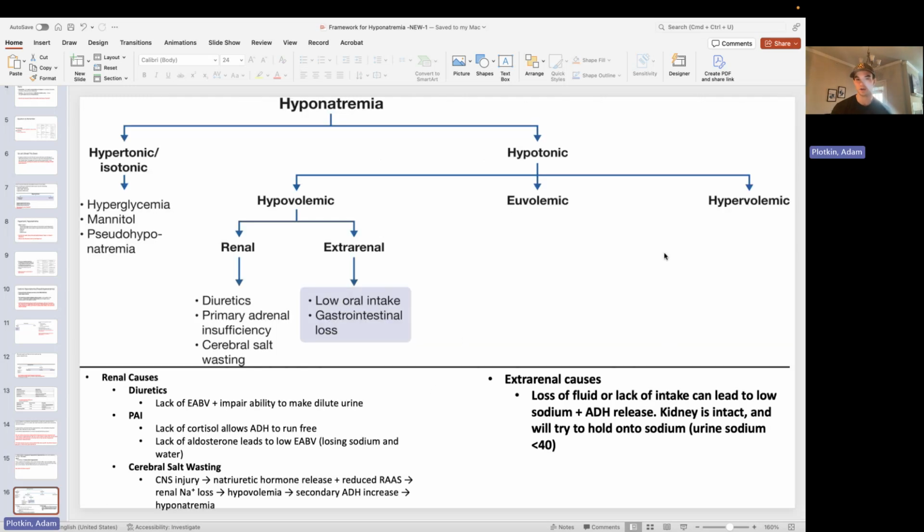So again, here's our framework. We have hyponatremia. We've talked about the hypertonic, isotonic. We've talked about the hypotonic, and we've broken it down by physical exam. So now we're talking about hypovolemic, renal versus extrarenal. So now, renal causes, right?